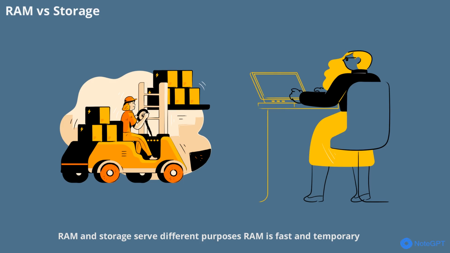RAM and storage serve different purposes. RAM is fast and temporary, holding data only while your computer is on. Storage is slower but permanent, keeping your files safe even when the power is off. Both are essential for a smooth computing experience.